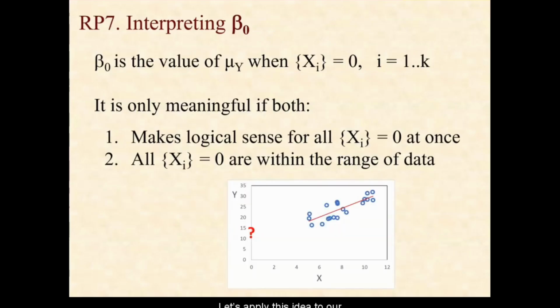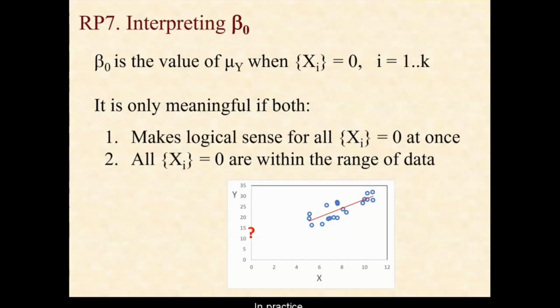Let's apply this idea to our ability to interpret beta naught. This caution means that beta naught will not be interpretable in the problem context if x equals 0 is well outside the range of our sample data for any of the predictors in the model. For example, as in the case of the figure, the beta naught value at the red question mark in the figure is well outside the range of the data. In such a situation, any test or estimate of beta naught is also meaningless.